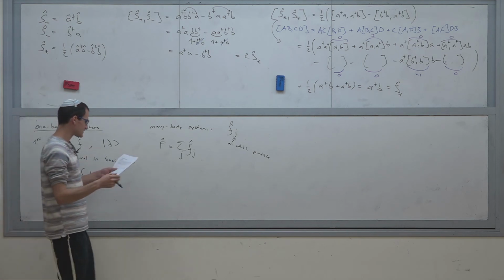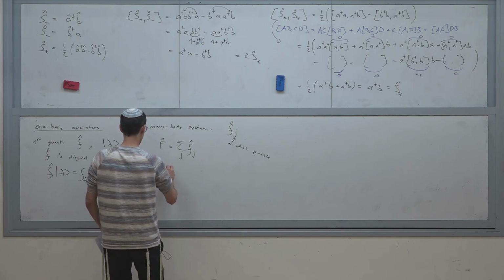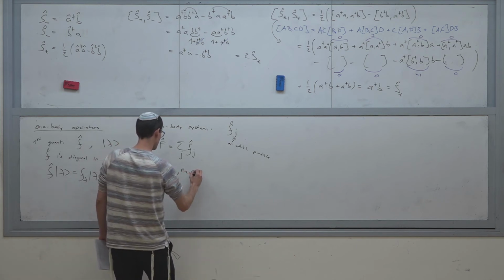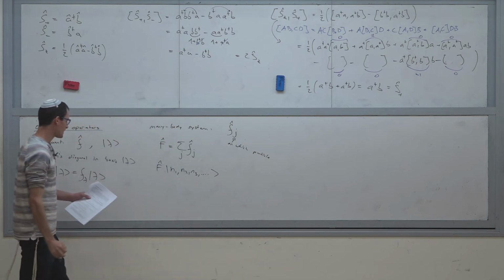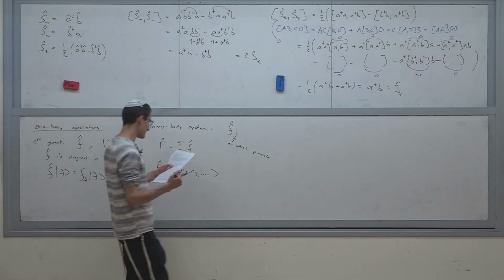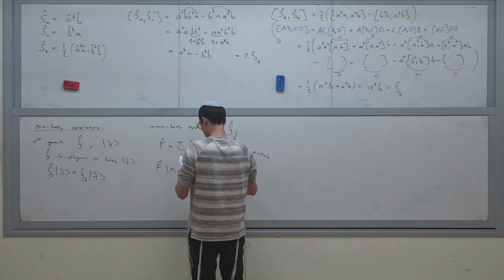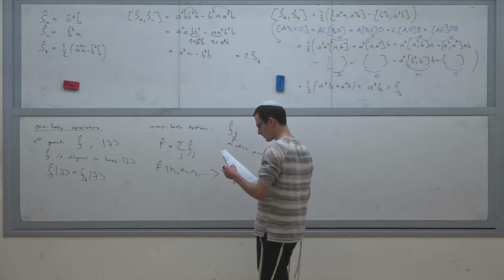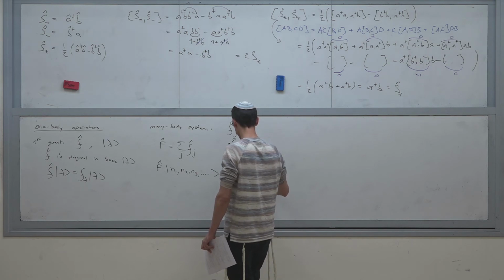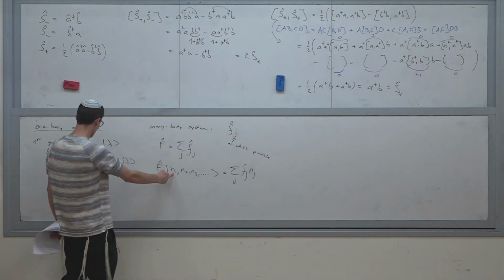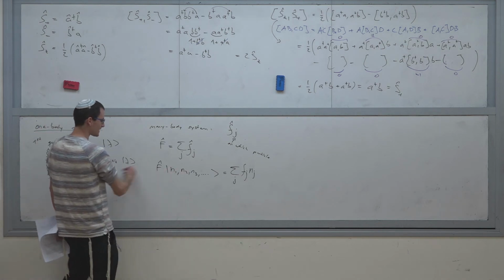Now, if this acts on a Fock state, so F acts on a Fock state n1, n2, n3, and so on, and you know the eigenvalues of the momentum operator, again, we're in a diagonal basis, then what you will get is just the sum over all eigenvalues times the number of particles in that state, right? Because this by definition means that you have n1 particles in state lambda 1, n2 particles in state lambda 2, n3 particles in state lambda 3.